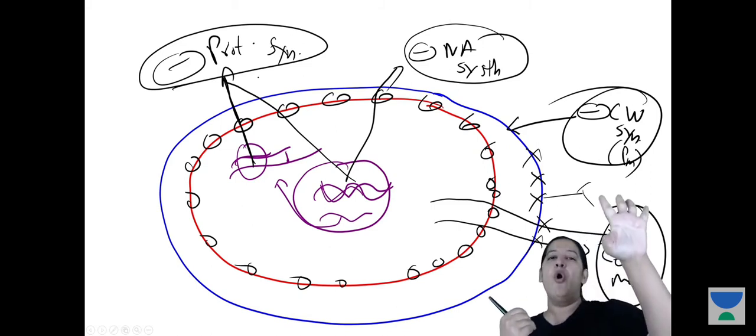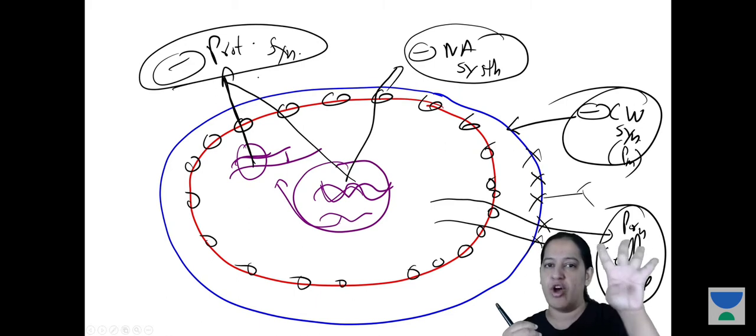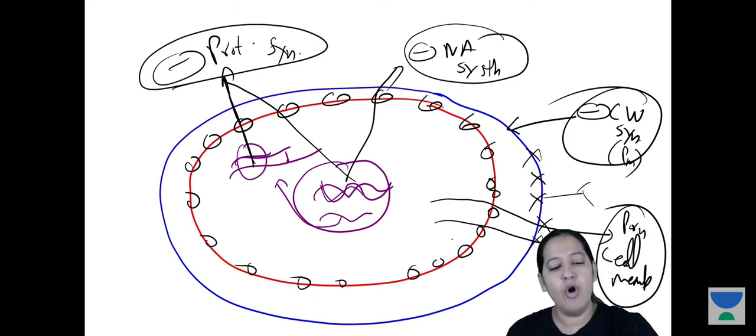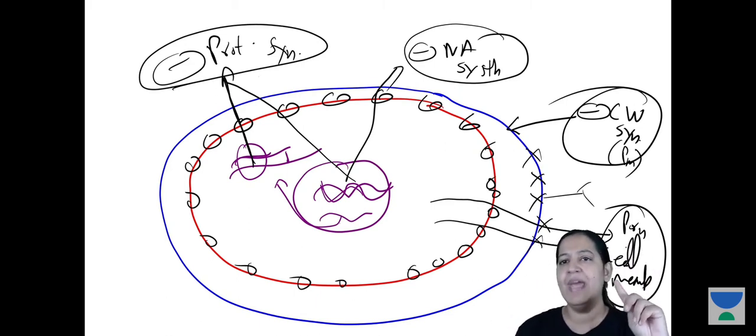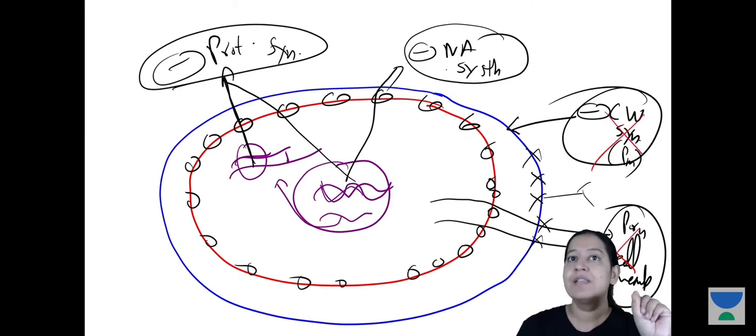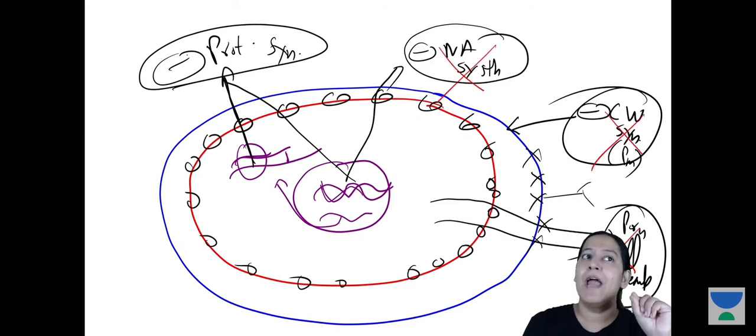There are 4 ways we can inhibit the growth of a bacteria. What are the 4 ways? Who will tell me? Cell wall synthesis inhibitors, cell membrane pores, nucleic acid synthesis inhibitors, and protein synthesis inhibitors.